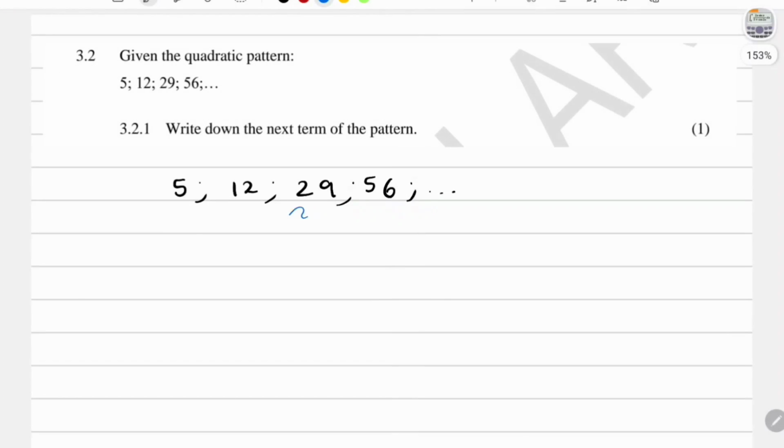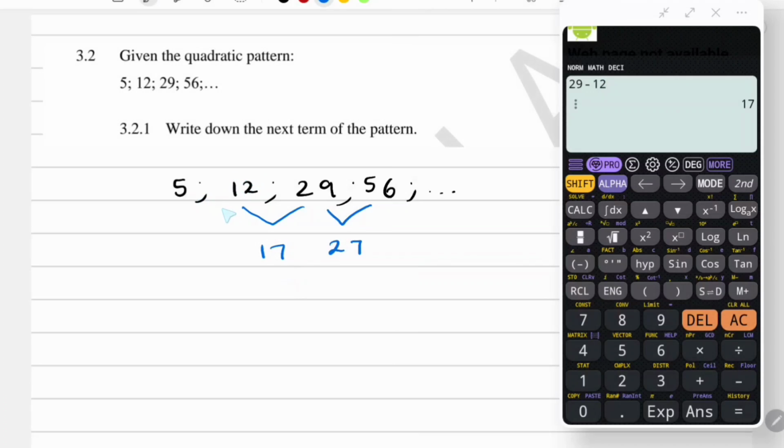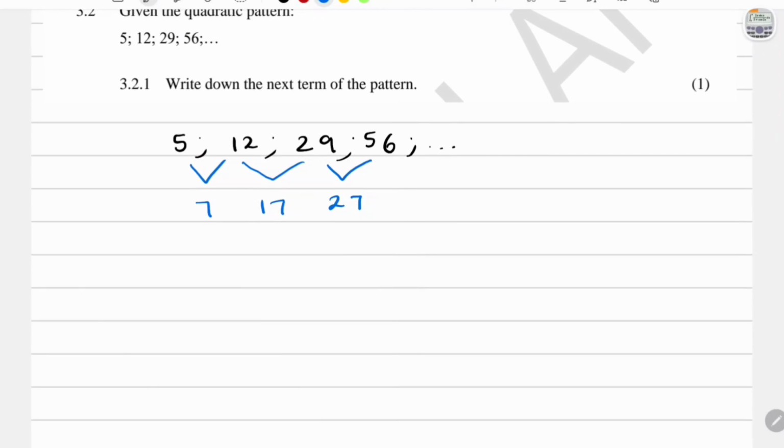First of all, you can find the first difference of this pattern. So 56 minus 29, which gives us 27. And then 29 minus 12, that gives us 17. And then 12 minus 5, which gives us 7. Okay, so this is what we have as our first difference. Then you have to go ahead and find your second difference. So 27 minus 17, that's 10. 17 minus 7, that's 10.